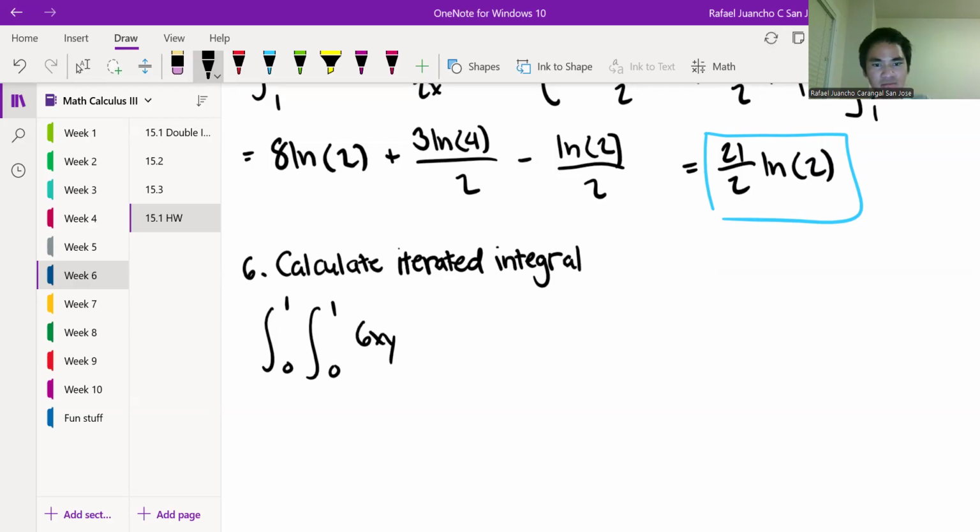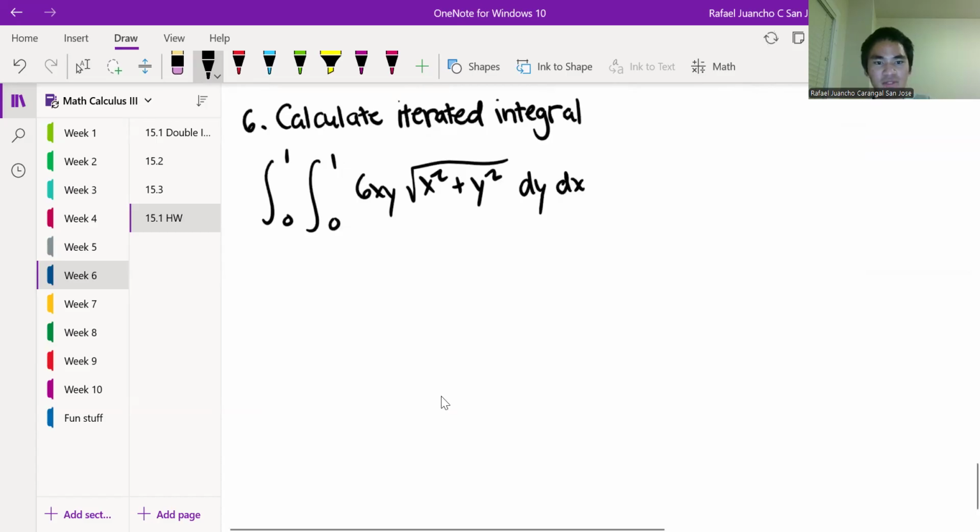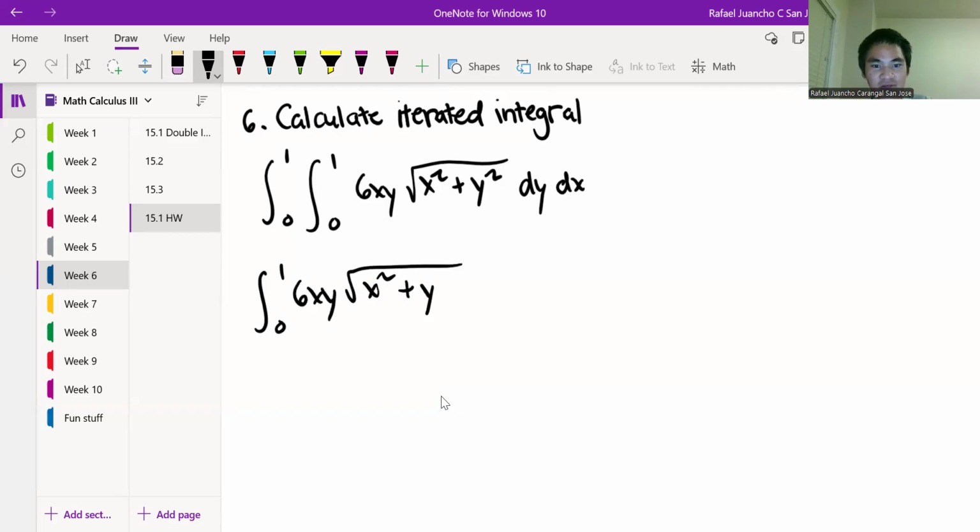6xy dy dx. And then again, we just integrate. Okay, this is going to be my last one because it's pretty much the same for all of them. So I'm not going to waste my time, unless there's something really complicated, then that's just going to be super funny.